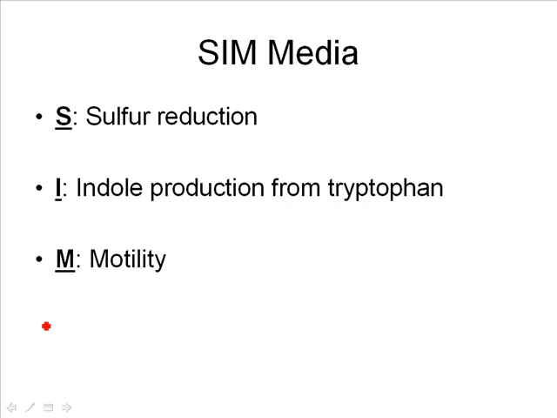Alright, the next focus of these lectures will be the SIM media. Now I love this test because what this test allows us to do is to test for three distinct processes. The first thing we're going to test for is sulfur reduction. Second thing we're going to test for is indole production from the amino acid tryptophan. And then the third thing we could test for is motility.